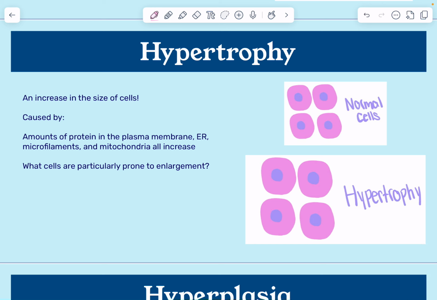The next change is hypertrophy, and this is an increase in the size of the cells, and this is caused by increased work demands, stress, or hormonal stimulation. When this happens, the amounts of protein in the plasma membrane, the endoplasmic reticulum, the microfilaments, and the mitochondria all increase, and kidney and heart cells are the most common for this to take place in. And like atrophy, this is also physiologic or pathologic.